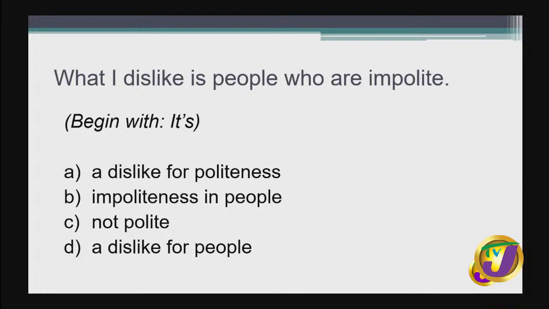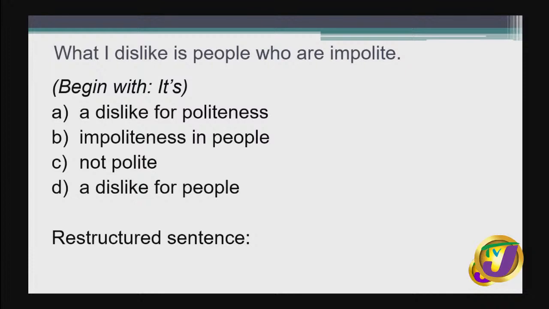So, it's what? Remember now, and I told you, these short sentences are very tricky because they're so tiny. You're not sure what you must break apart and move around. But we need to move around. So it's what? It's a dislike for politeness. It's impoliteness in people. It's not polite. Or it's a dislike for people. Well, we know that one of those is clearly not the answer based on the original sentence. So again, this one is very tricky, so be careful. What I dislike is people who are impolite. What are you going to use after you start your sentence with it's?